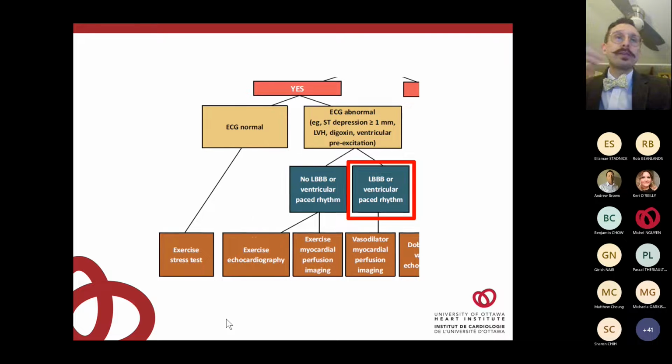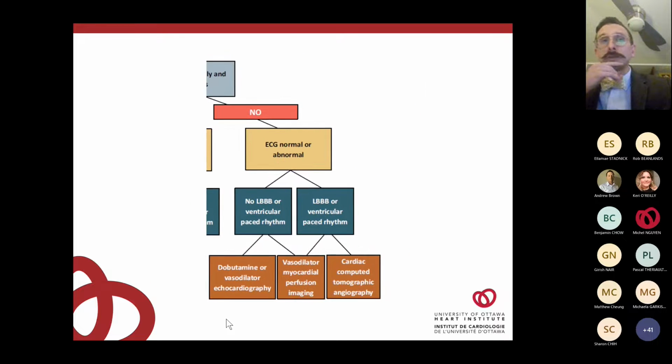Now, flipping over to the other side of the flow chart here, if the patient's unable to exercise, you again look at the EKG for abnormalities. With a normal EKG, you can do either dobutamine or vasodilator echo or vasodilator perfusion imaging.